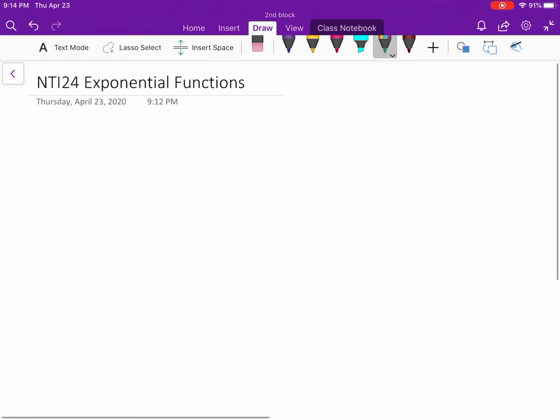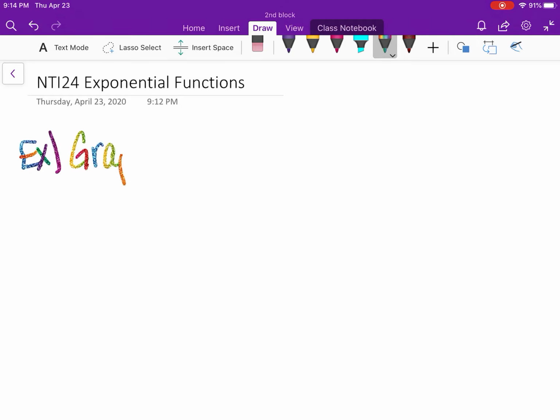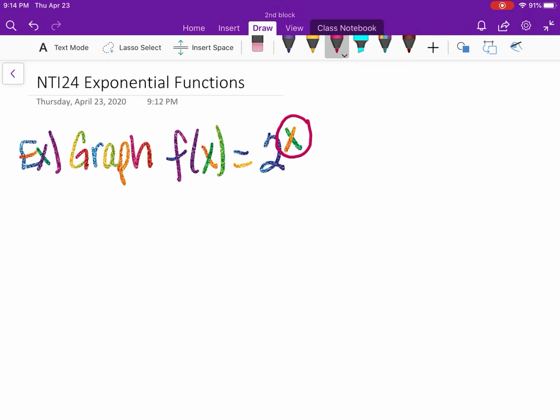This lesson is on exponential functions, and the first thing we're going to look at is how to graph. What makes this an exponential function is that x in the exponent spot. Since we don't really know what these look like to start with, we're going to make a t-chart and plug some points in to come up with a graph.